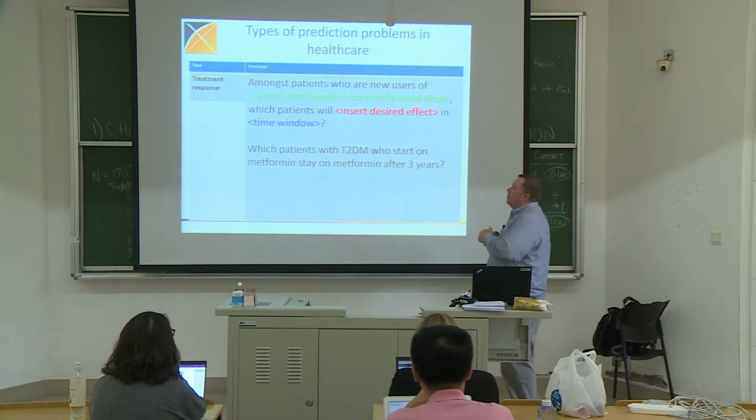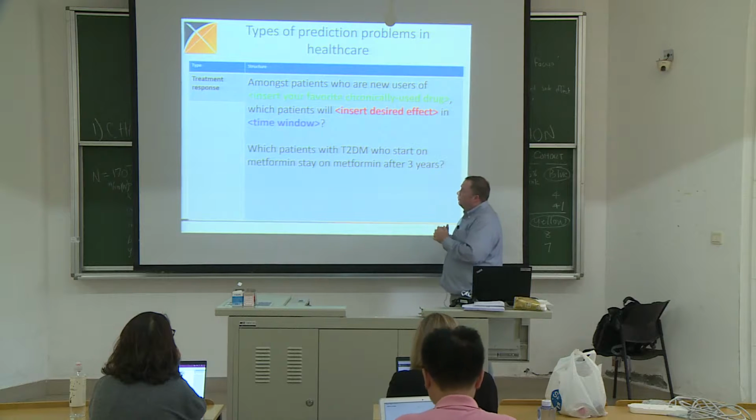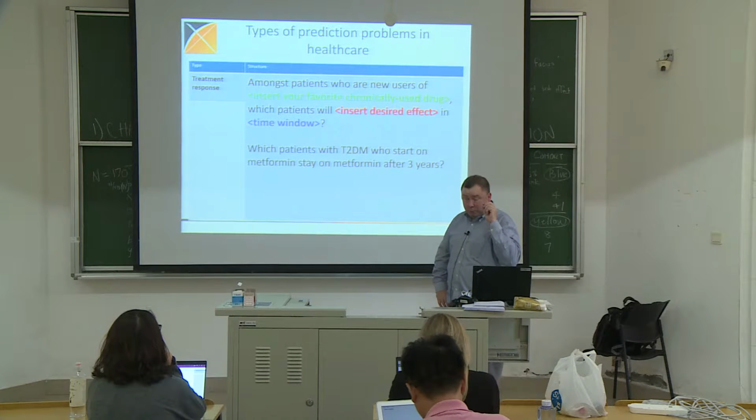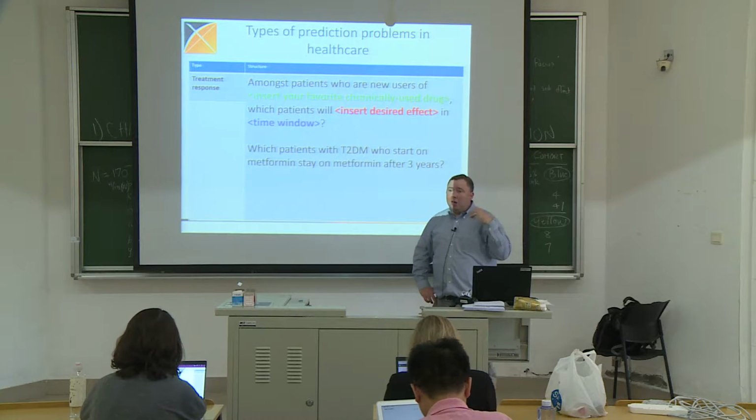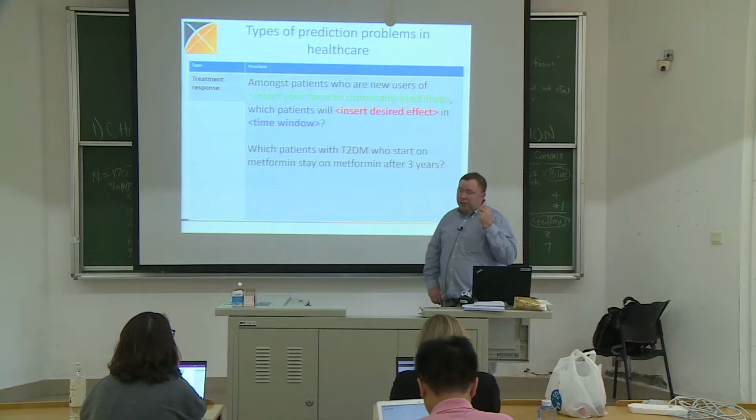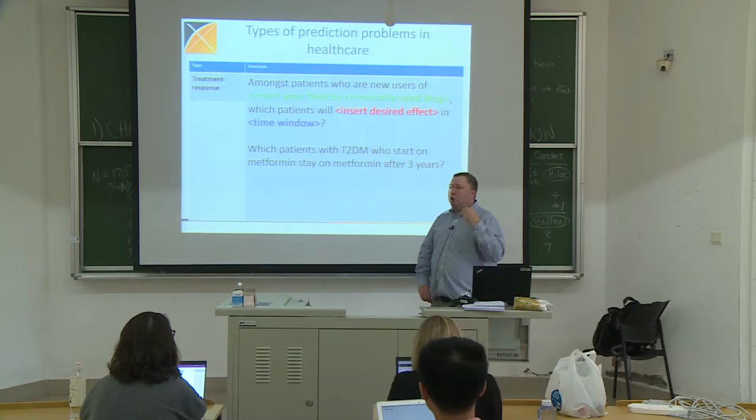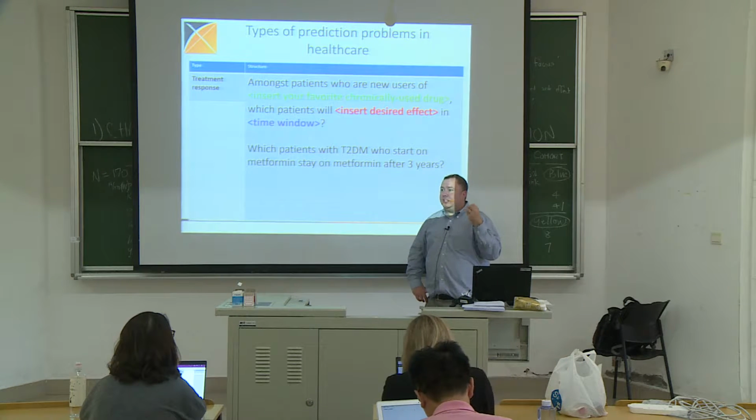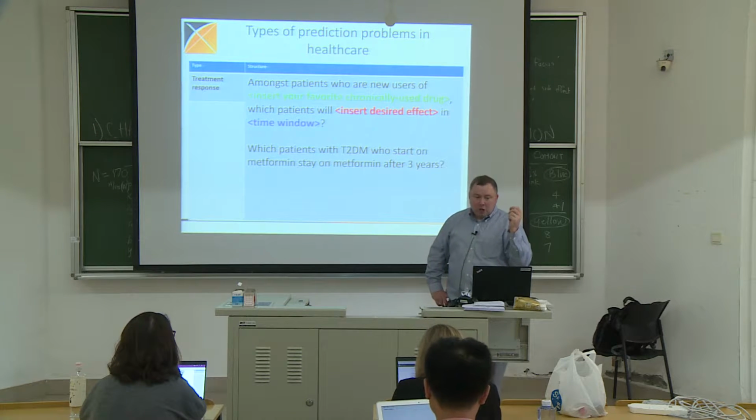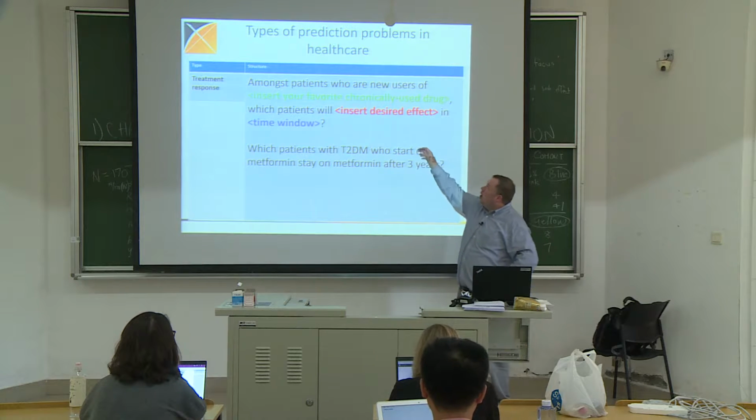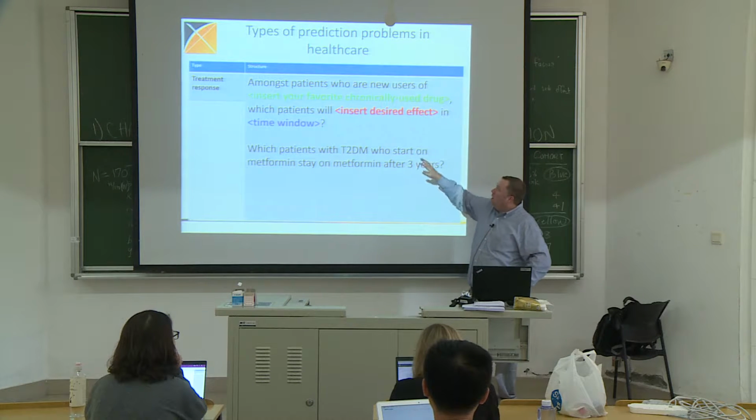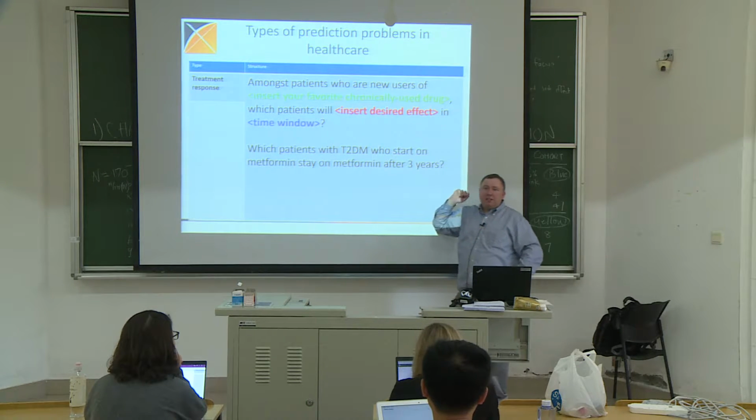So treatment response can also be a prediction question. The important thing here is that we are still not determining that the drug causes an effect, but instead we can talk about amongst the people who had the intervention, who experienced the outcome that you hoped would happen. An example of a template for this could be amongst patients who are new users of some drug, which will experience the desired effect in some time window.